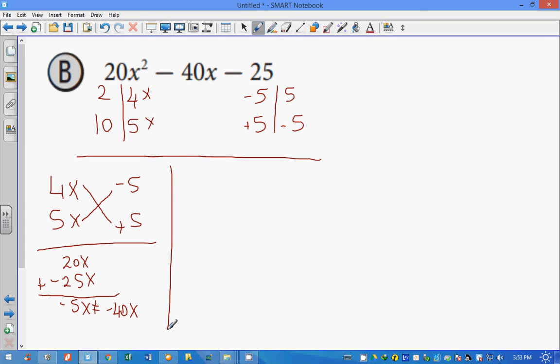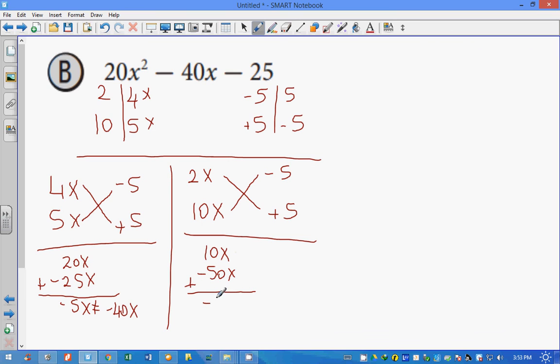What about the next? We will try the next one, which is 2 and 10, 2x and 10x. And the other one is negative 5 and positive 5. So, when we make the cross multiplication, 2x times 5, 10x. 10x times negative 5 is negative 50x. And the total is going to be negative 40x. And I believe we got the middle number. That's why this is the correct order.